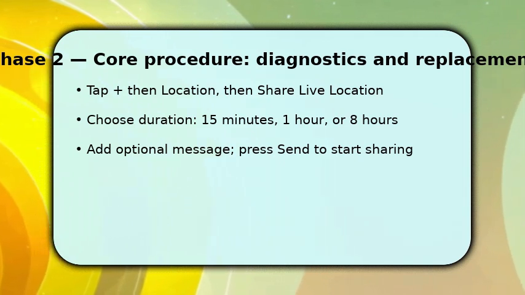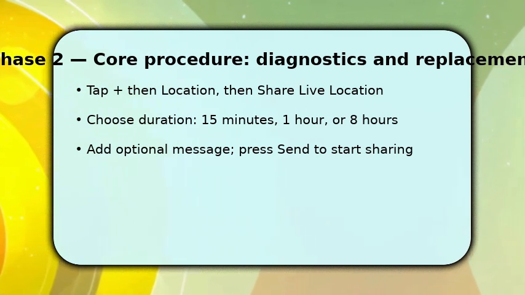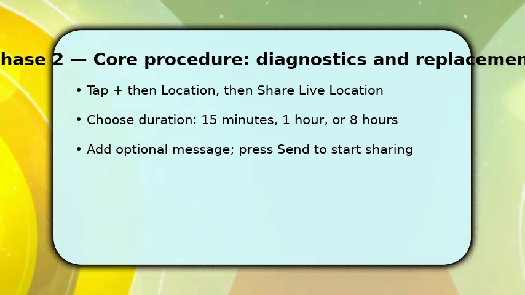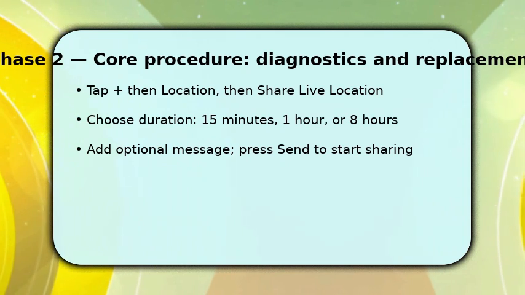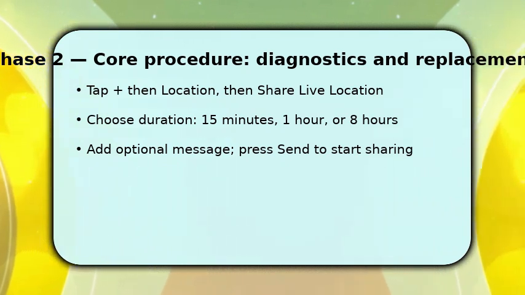Make sure background app refresh is enabled so location updates continue. If you need continuous updates beyond a short trip, pick a longer duration. Finally, press Send. WhatsApp begins broadcasting your live position in the chat in real time.